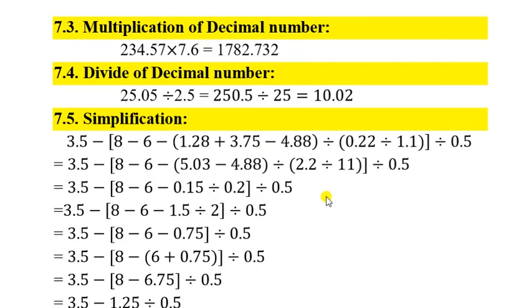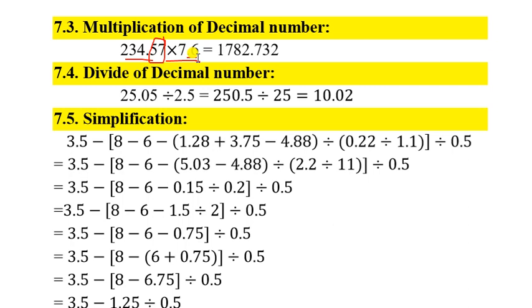Now for multiplication, it is very easy. When a multiplication comes to you with decimal numbers, no need to multiply with the decimal point, just multiply 2 3 4 5 6 without decimal and 76. And after multiplication you have to count how many digits are there after decimal. You will count here 2 digits after decimal, and here only 1 digit. So ultimately the total number of digits is 3.